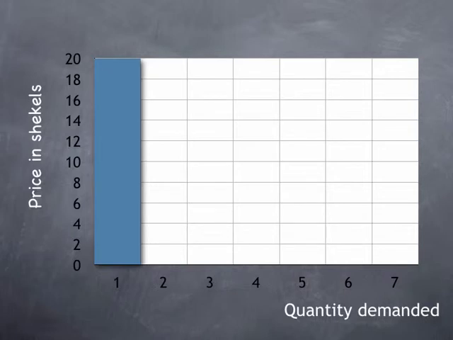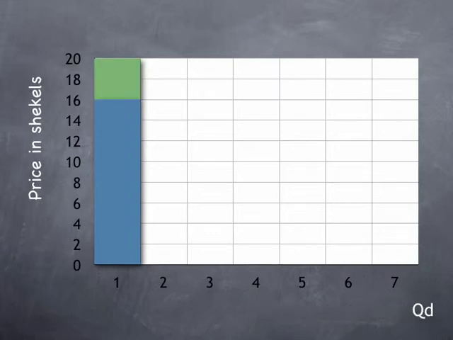Originally, Brian was prepared to pay 20 shekels, but now only has to pay 16. One way of thinking about this is that Brian's getting 20 shekels of utility, or usefulness, but only paying 16. Therefore, he's getting 4 shekels of utility for nothing, which is shown by the green shaded area on the graph.